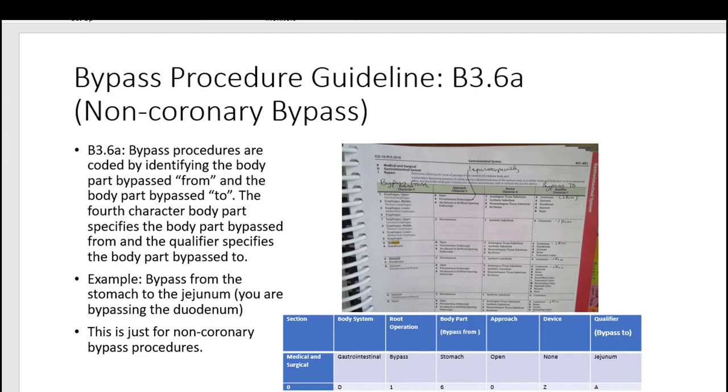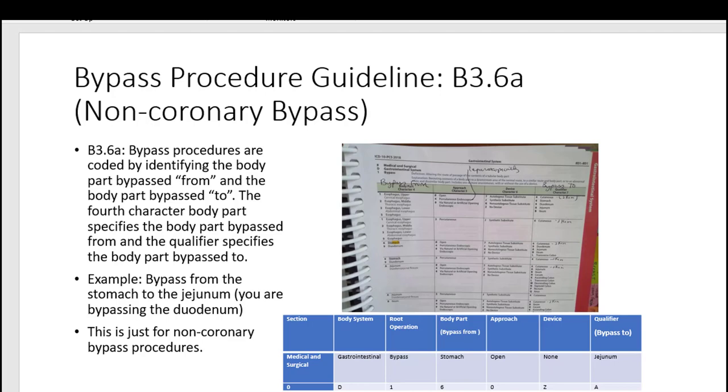The guideline states bypass procedures are coded by identifying the body part bypassed from and the body part bypassed to. The fourth character, you can see in the little blue box there, is the bypass from, and the seventh character, the qualifier, is the body part bypassed to. So in the example I've given, where you've got a bypass from the stomach to the jejunum, you are bypassing the duodenum there. So your body part bypassed from, the stomach, is your fourth character, and your body part bypassed to, the jejunum, is your seventh character.